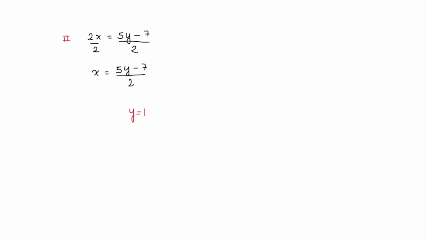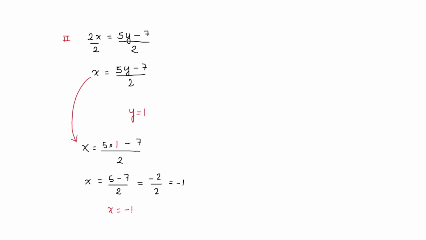To find x, we can use any of the original equations. The rearranged equation is simpler, therefore we will use that one. X is equal to 5y minus 7 all over 2. Substitute y is equal to 1. X is equal to 5 times 1 minus 7 all over 2. X is equal to 5 minus 7 all over 2. So negative 2 over 2, which is equal to negative 1.